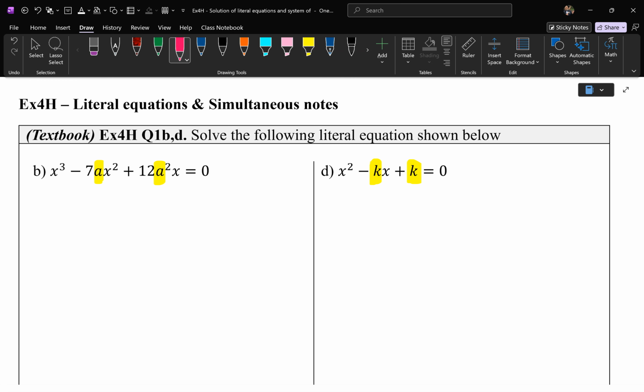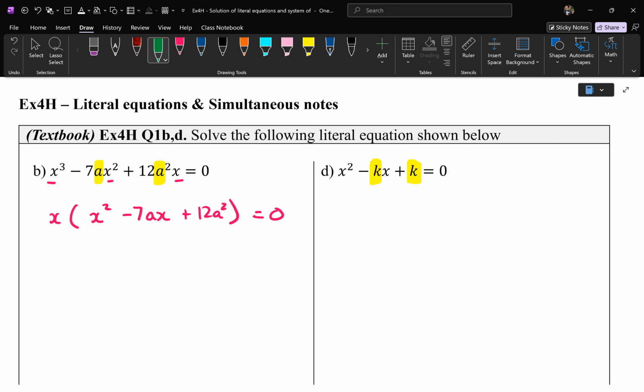How do we solve? It says solve the following literal equations shown below. So I'm trying to solve for x, but I've got that a in between. So here we go. I see that they all have a common factor of x, so I'm going to take out x as a common factor. You get x squared minus 7ax plus 12a squared is equal to 0. This is pretty good. We move from a cubic to a quadratic.